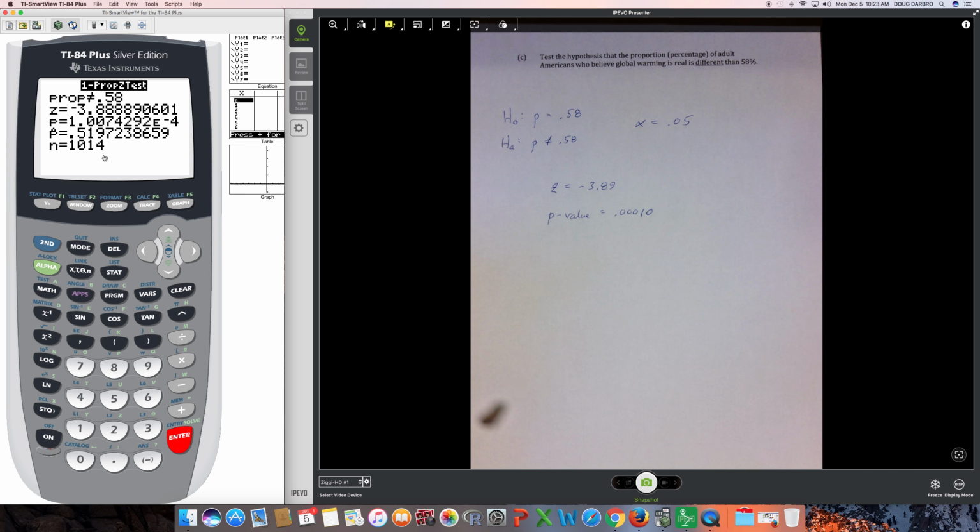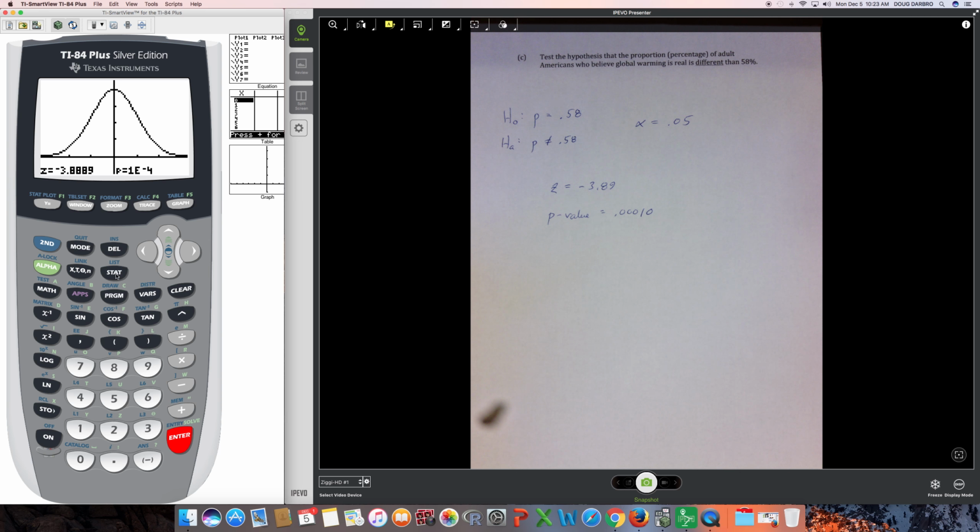And I still don't think we're going to be able to see the calculations. Let's see if we can. I think it's still too small. Yeah, still too small to see the shaded areas.